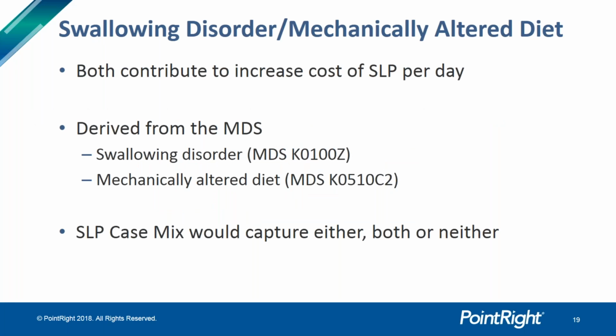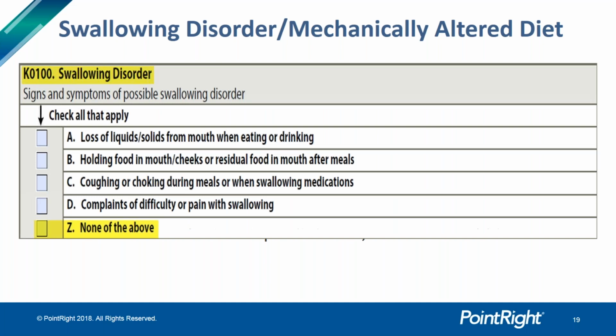The other 2 elements for speech were the idea of the swallowing disorder or mechanically altered diet. Again, just like cognition, they contributed to the increased cost of speech per stay. The more resources of speech were required when these elements were in place. Both of these are coming directly off the MDS. The swallowing disorder, which is K100. So if it is coded or not will determine whether or not a resident is deemed to have a swallowing disorder for the purposes of PDPM.